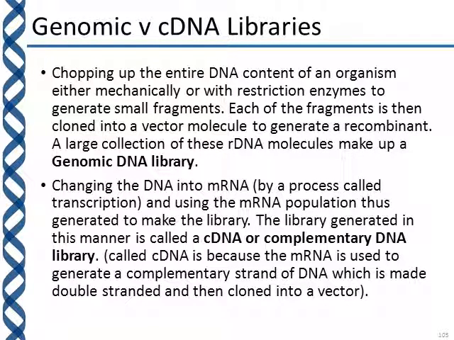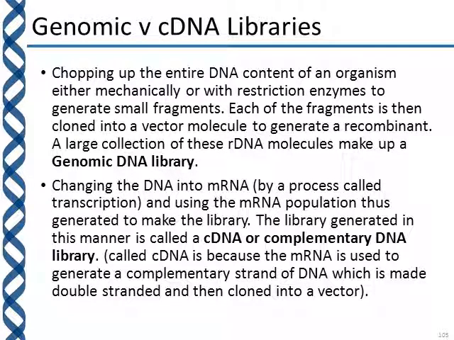So what's the difference between a genomic library and a cDNA library? Well, for a genomic library, you chop up the entire DNA content of an organism, either mechanically or with restriction enzymes, to generate small fragments. Each of the fragments is then cloned into a vector molecule to generate a recombinant. A large collection of these recombinant DNA molecules make up a genomic DNA library.